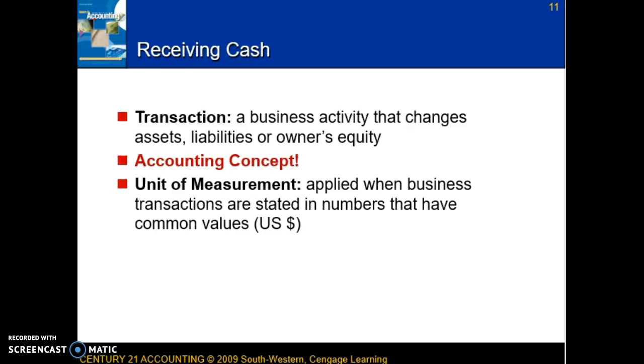We have our accounting concept, unit of measurement. That just means that business transactions need to be stated in the same amount of dollars. So if you're doing business in two different countries, you need to have your financial records use one type of currency, whether it's euros or US dollars or whatever else there is. It needs to be stated in the same. You can't have half a financial report in one type of currency and the other half in a different type.